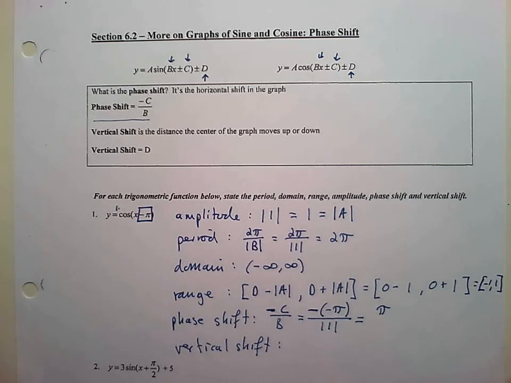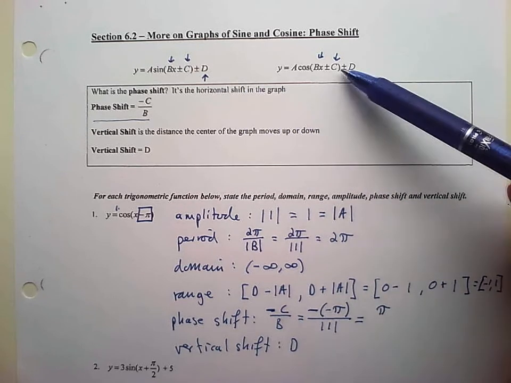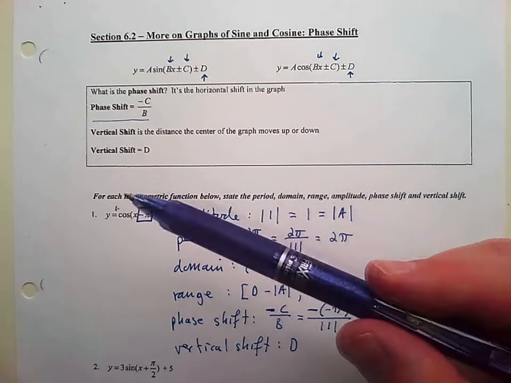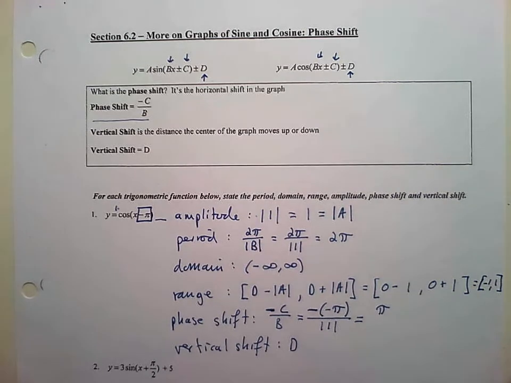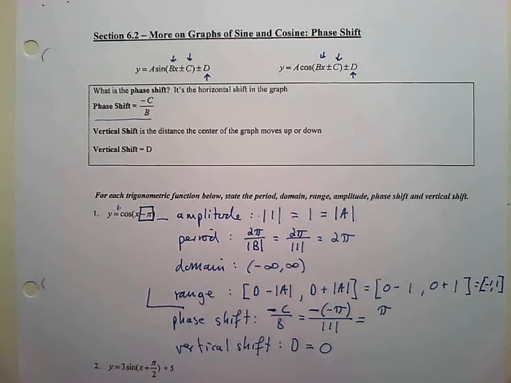Our vertical shift is given to us by D. Again, D is the value that we're either adding or subtracting to the entire rest of this function. And here, we're not adding or subtracting anything to it or from it. So therefore, D is just equal to 0, and our vertical shift is equal to 0. Alright, I'm hoping that for these first 4 right here, that jogs your memory about what we covered in section 6.1.